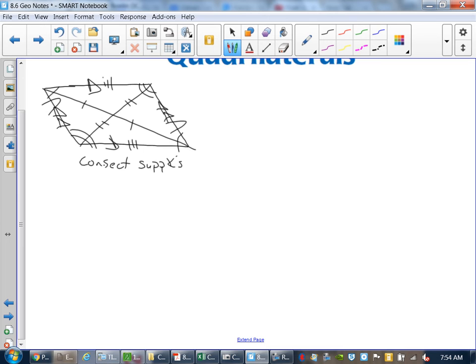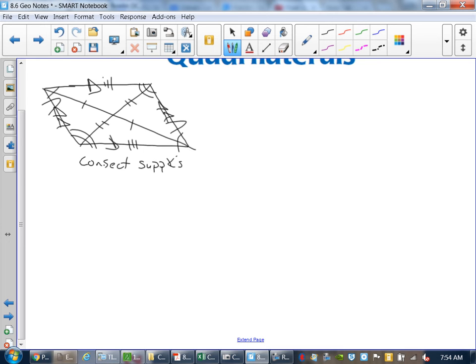So your parallelogram has all those parts. Opposite sides are parallel. Opposite sides are congruent. Opposite angles are congruent. Consecutive interior angles are supplementary, diagonals bisect each other, and a whole bunch of fun.